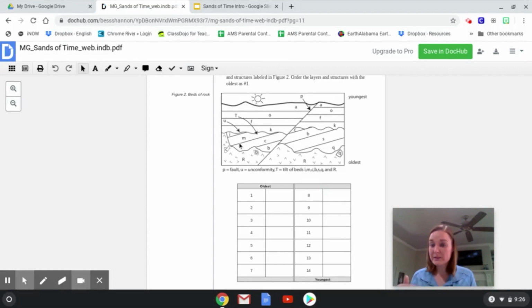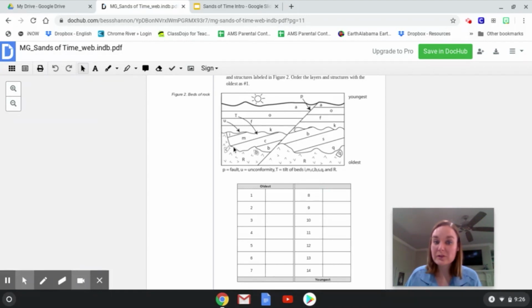But remember, the oldest layer of rock is going to be the bottom layer of rock unless we've had an intrusion. So I know that R is an intrusion because it has Q, B, and C inside of it. So then I'm going to look at my bottom layer of rock. Well, my bottom layer of rock, even though it's tilted, is going to be Q. Then my next oldest is going to be S, and then B, and then C, and then I have M and I.